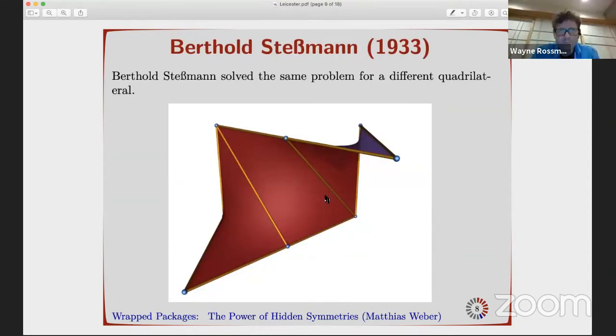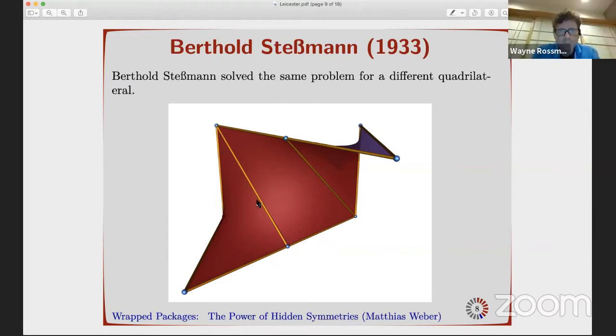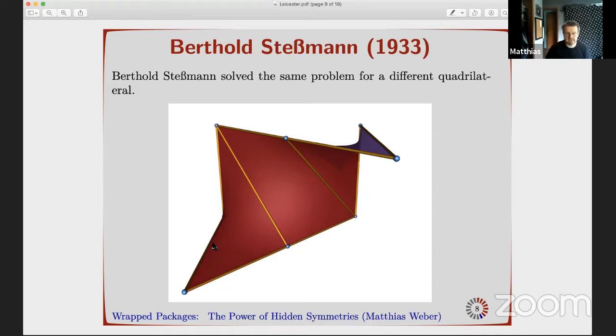History progresses. We go to 1933, an unfortunate year, and Bertolt Stessmann, who was a student of Carl Ludwig Siegel, was given the task for his thesis to solve a similar problem to what Schwarz did, but for a different boundary contour, which is more complicated. So you see, these are actually three copies already of this boundary contour. Here's one of them. This is again a quadrilateral in space. There's a right angle here, there's a right angle there, and these are 45 and I think 45 degrees.